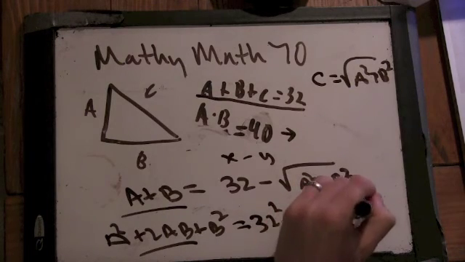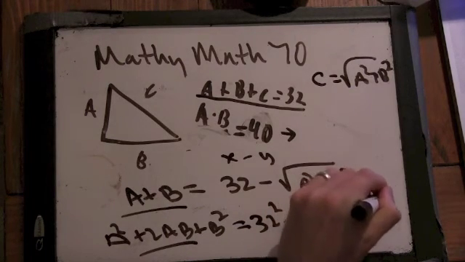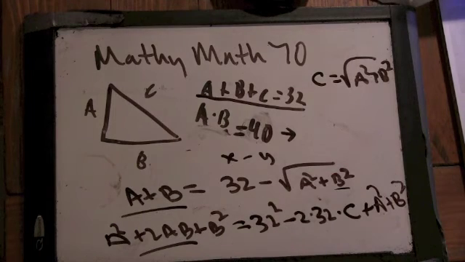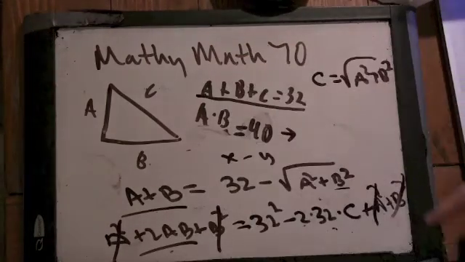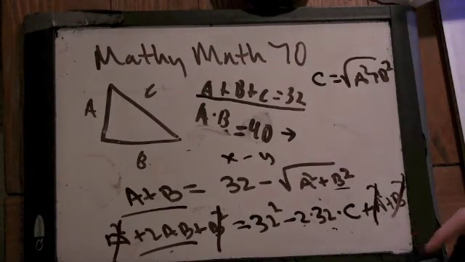Plus I get this squared, which is A squared plus B squared. So the A squared plus B squared cancel out, and 2AB was 80. And I can move this 2 times 32C to the other side. See, that's why this substitution was a miracle. Everything canceled.